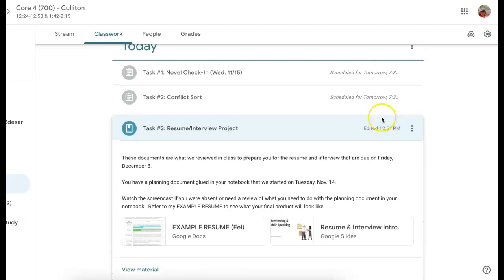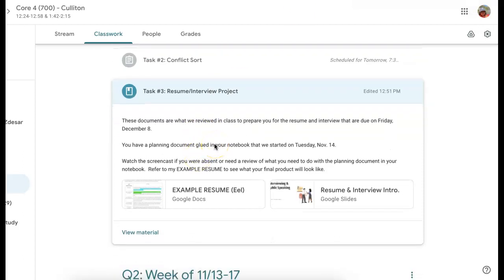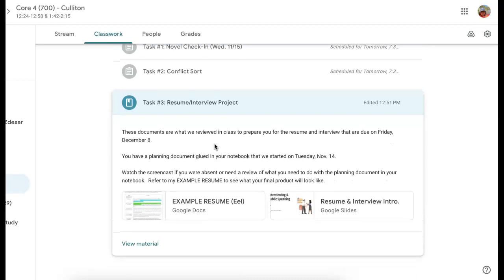In Google Classroom, you'll see under the Today tab that I have a task here called Resume Interview Project. This is the third thing you're going to work on today on Wednesday when I'm absent. However, this is going to be posted here just for the foreseeable future as you start working on completing this project, which is due December 8th.